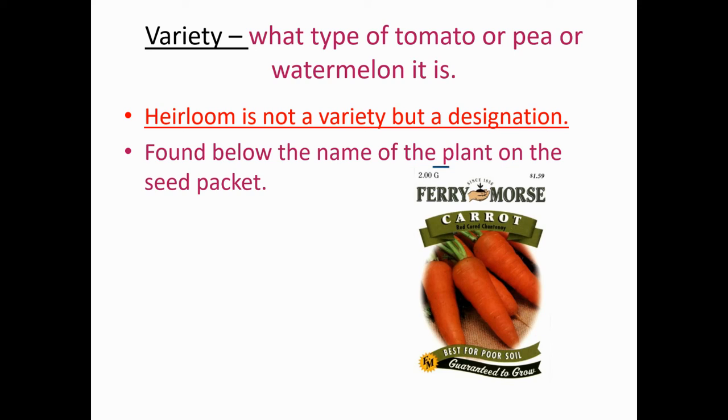Knowing what your variety is going to be means, are you going to get a cherry tomato? Are you going to get a red cherry tomato, a yellow cherry tomato, an orange cherry tomato, a purple cherry tomato, whatever it is.